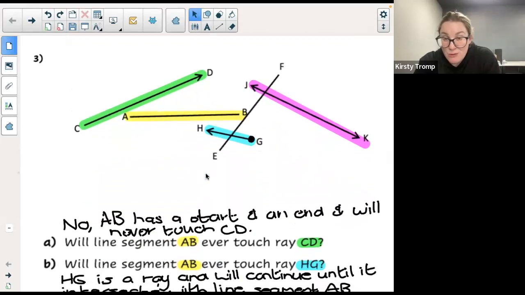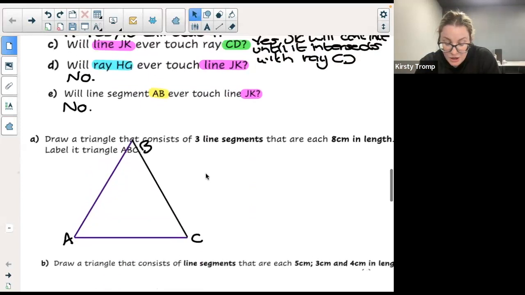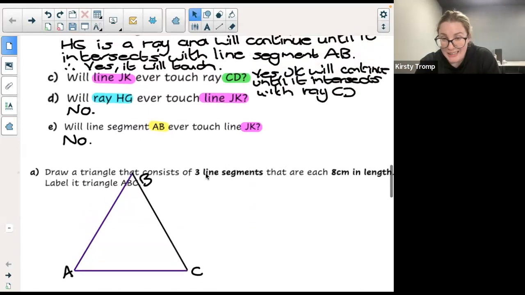We then identified whether some lines and rays were going to go through each other. The last thing we did was a bit of a challenge, and we drew a triangle that consisted of 3 line segments that were all 8 centimeters in length, and we labeled it as triangle A, B, C. So I've got another challenge for you this evening, which we will come back to after this. But for now, let's carry on with what we're doing tonight.